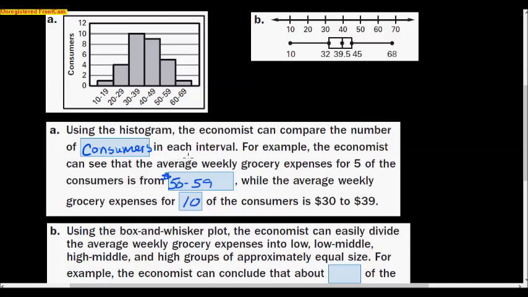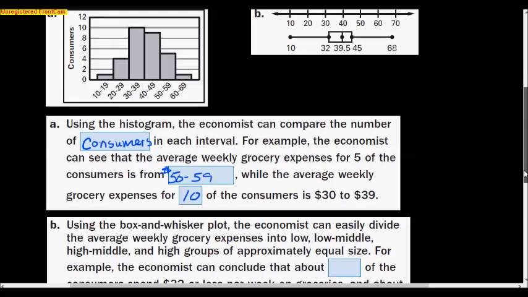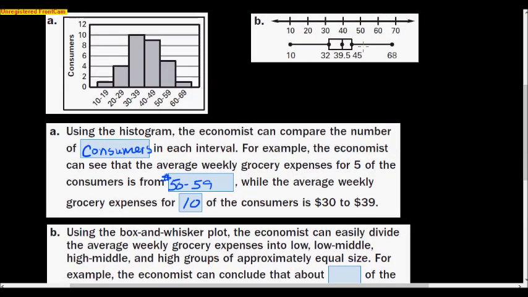So you can see the kind of information you can grab from a histogram. You're really looking at groups of people or groups of data and how many are in each one of those groups. Okay. So then this next one here goes with this box and whisker plot.